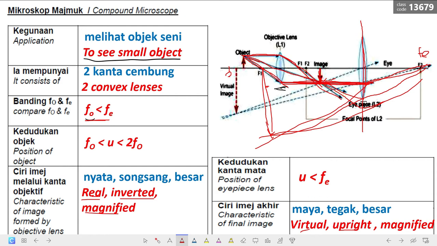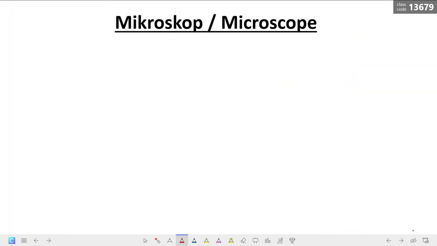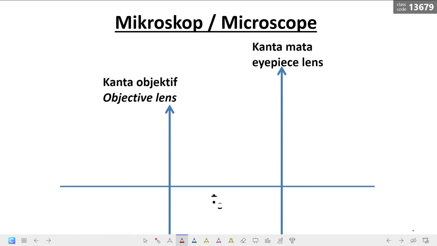It is virtual because the image is on the same side as the object, because this one is the object for the eyepiece. If it were real, then of course the image would be from here. But since the image is from here, it's on the same side as the object. So it's virtual, and it should be inverted, but after we use another lens, it becomes upright. It will also become magnified, meaning the size will become bigger. So that is the microscope, and this is the ray diagram.